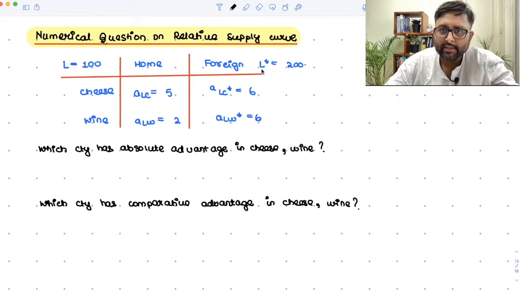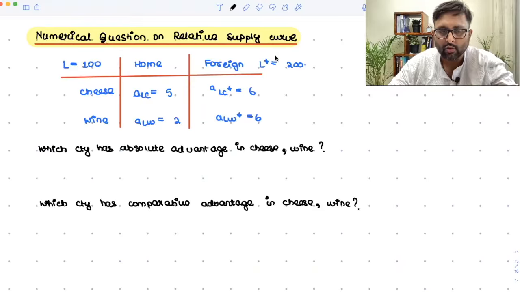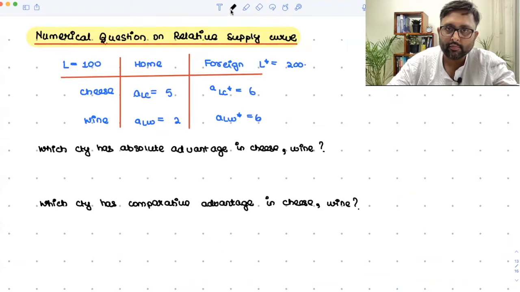L is equal to 100, L star is equal to 200. So the first question is, which country has an absolute advantage in cheese and wine? You will look at which country has a lower unit labor requirement. You look at cheese, home has a lower unit labor requirement. You look at wine, again, home has a lower unit labor requirement. So home has the absolute advantage in both cheese and wine.